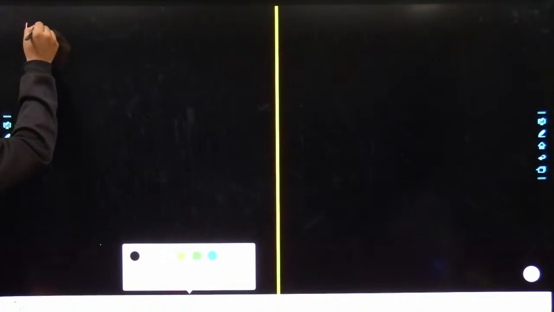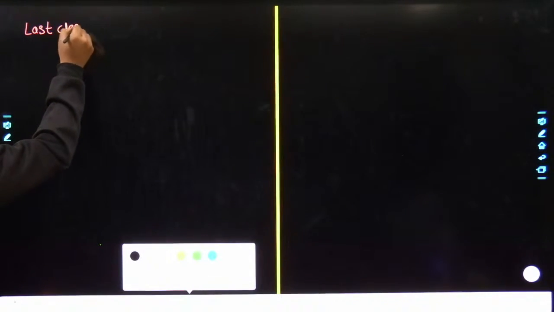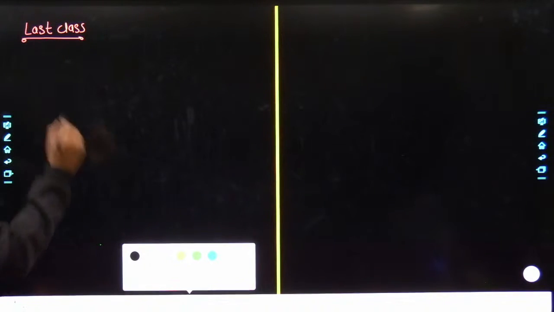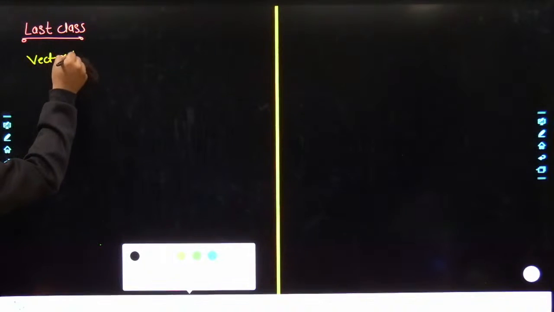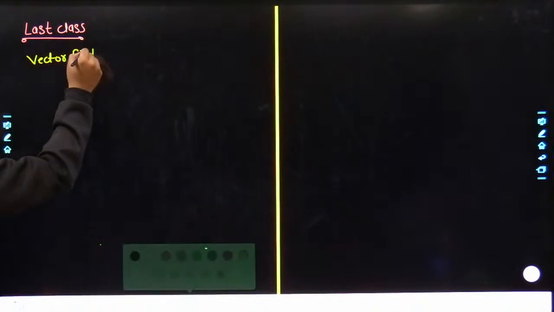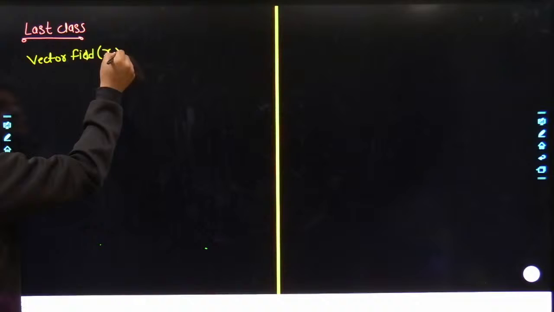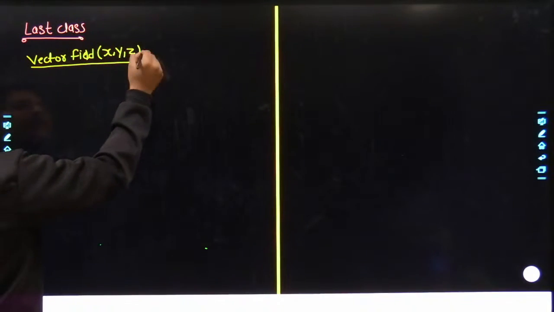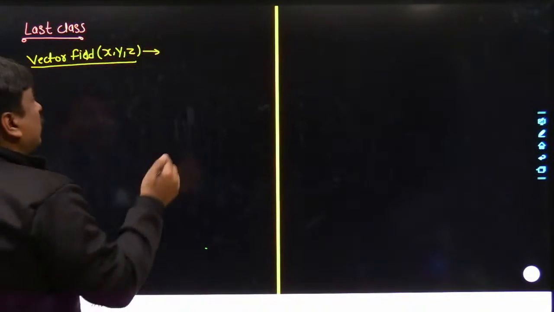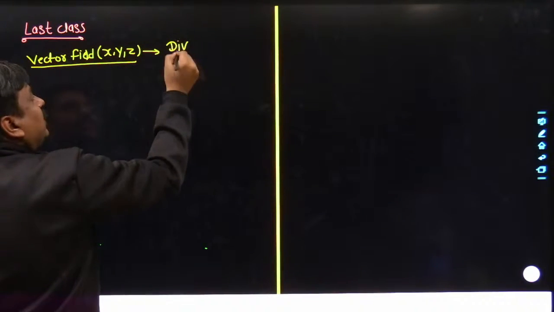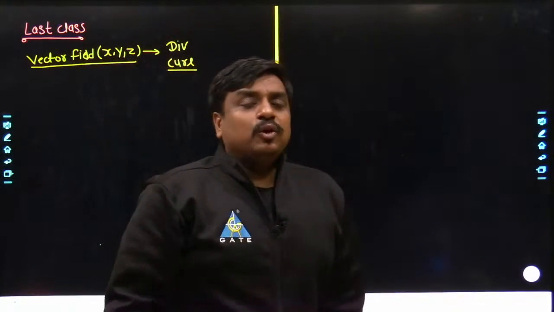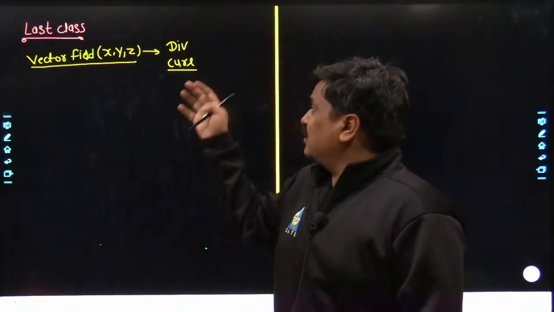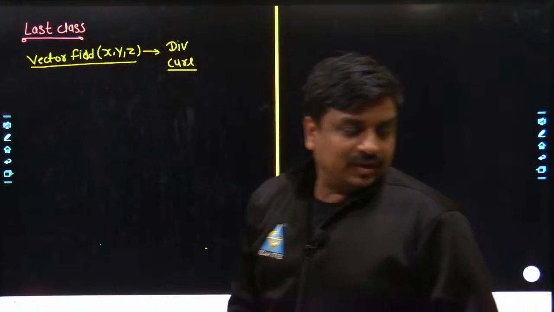If you recall, in the last class I took a few vector fields in the Cartesian coordinate system, and by visualizing those vector fields, I figured out the divergence and similarly the curl of the given vector field. If you have gone through my last video, you would definitely have a little practical understanding of divergence as well as curl.